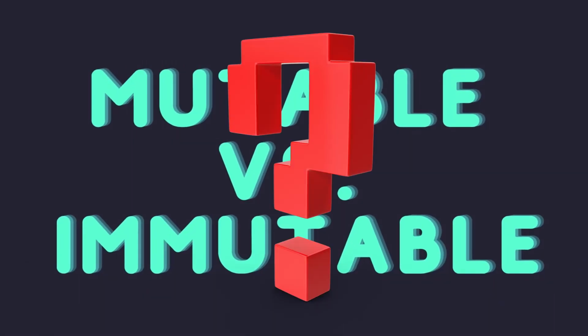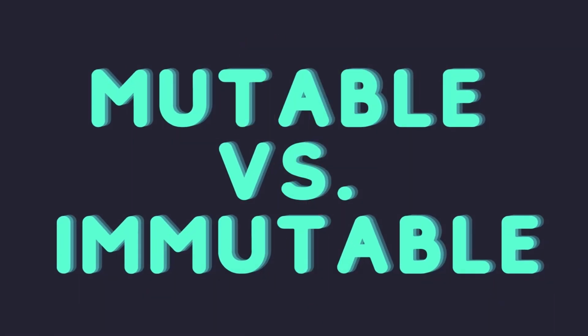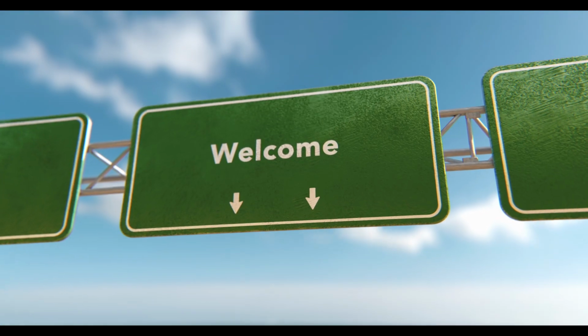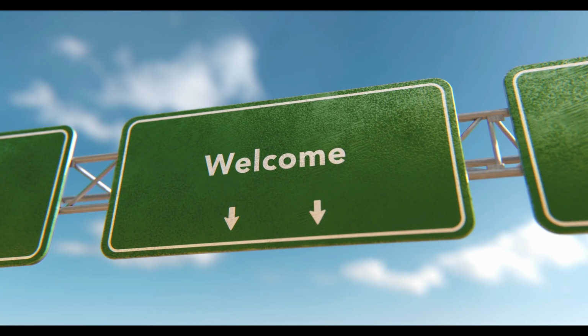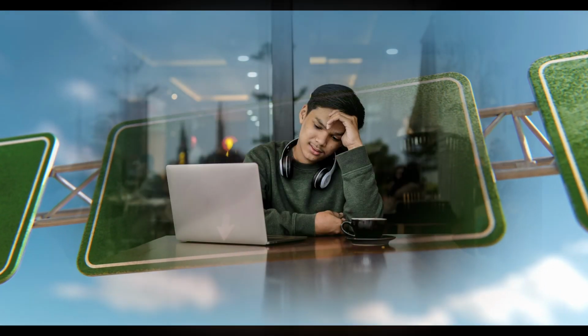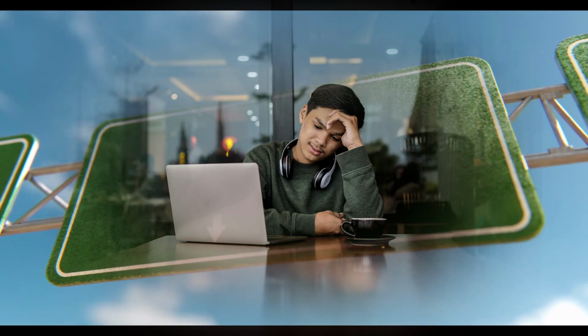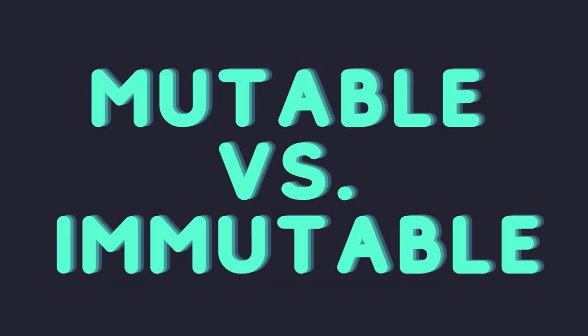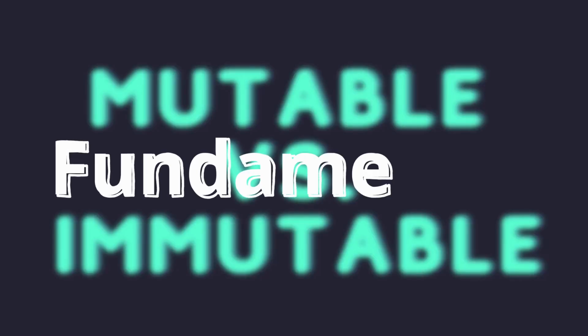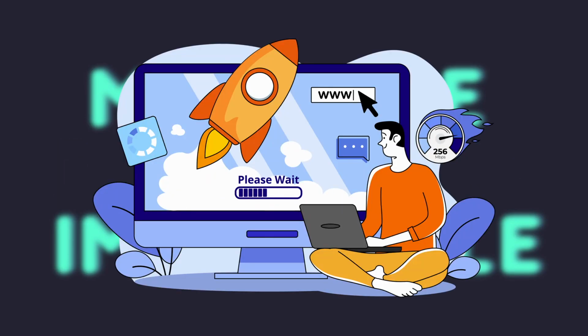Mutability in programming. What the heck is that? Well, first things first, welcome to this video on mutable versus immutable objects. Have you ever wondered why some objects can be modified while others cannot? Understanding the difference between mutable and immutable objects is a fundamental concept in programming. It can have significant impact on the performance and behavior of your code.